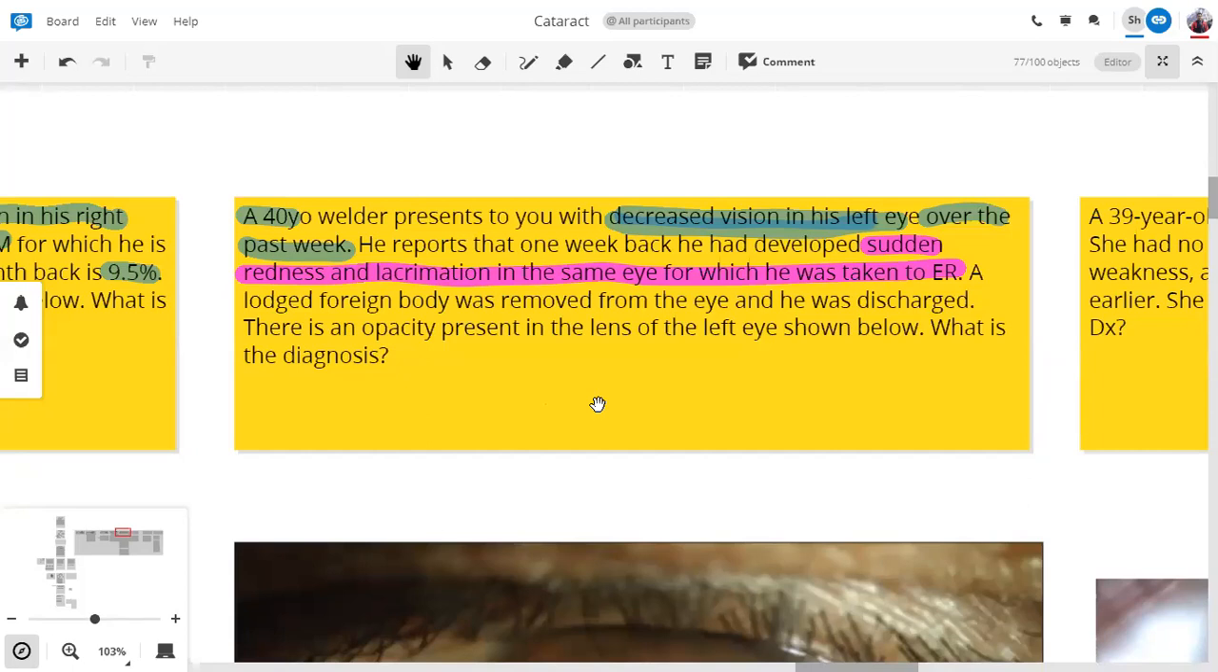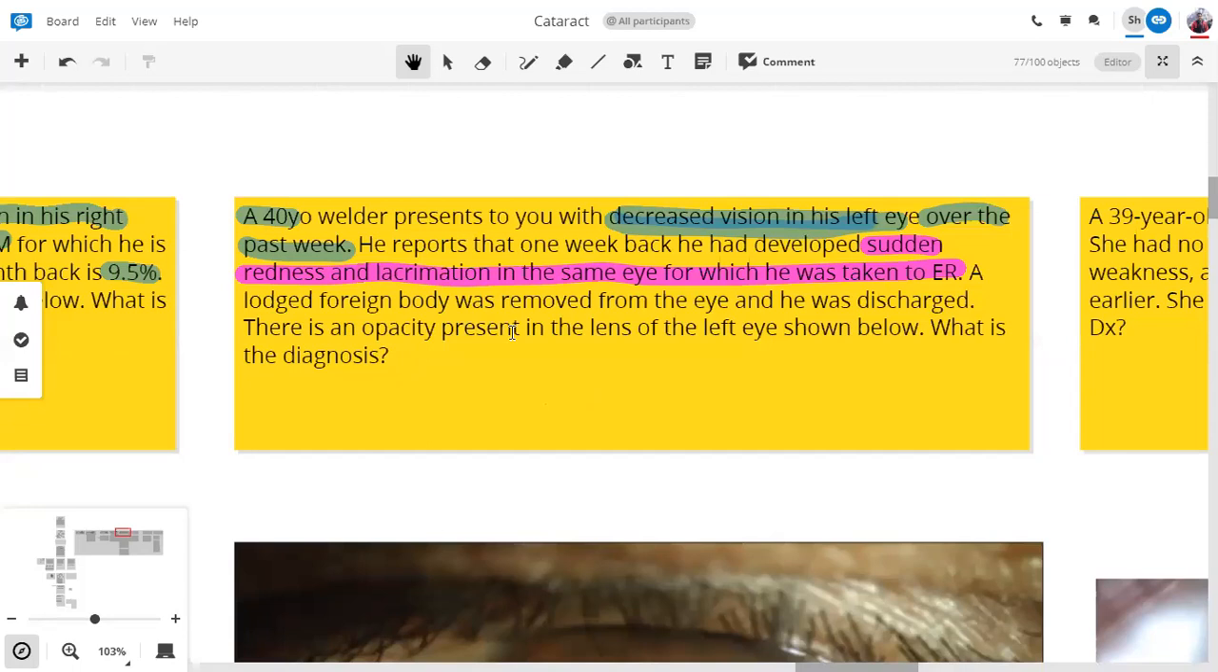So what else can be the possibility in this case? One possibility is that during the removal of this lodged foreign body, we have damaged the lens somehow. Maybe part of the foreign body was retained. Yes, retained in the eye, exactly.